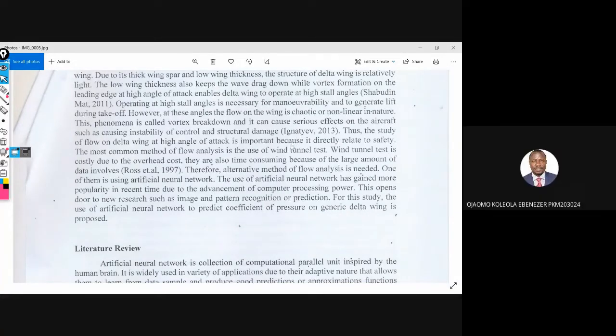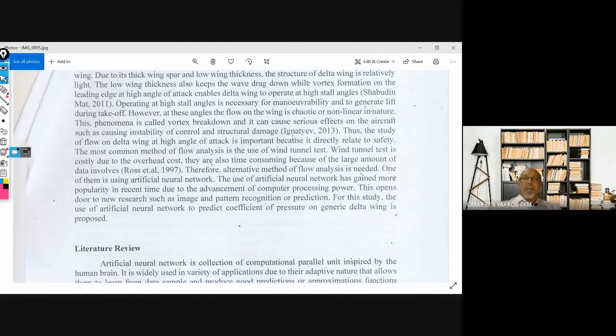Which one are we going to adopt? When they put it at the end, then the bracket is like this. When it is at the end of the sentence, then it is like this. When it is at the beginning of the sentence, if Shabudin is at the beginning of the sentence, then you have the bracket on the year without the comma. But when it is at the end of the sentence, it is like this. But here he has a problem. This author, Shabudin Mat. The surname is Mat actually. So there is no Shabudin here, supposed to be. It's only Mat 2011.